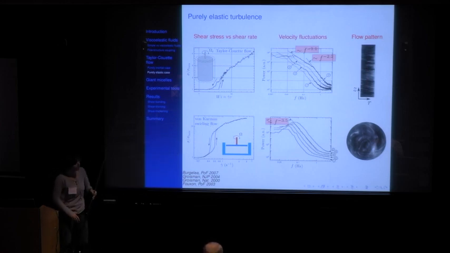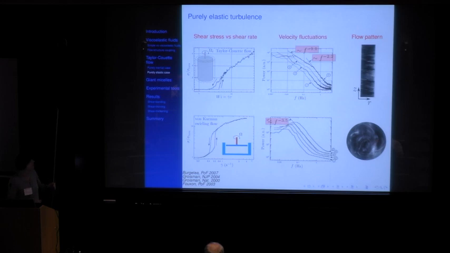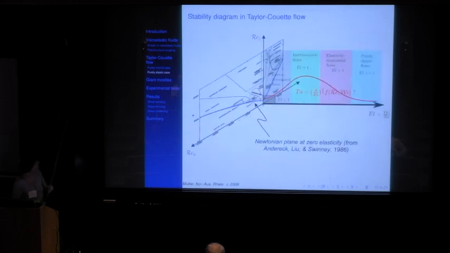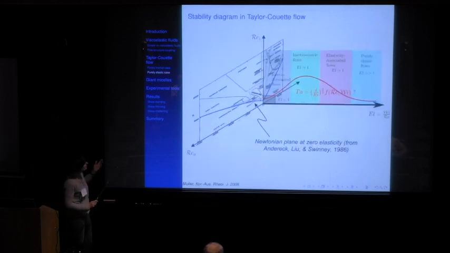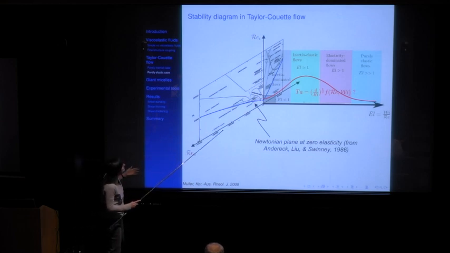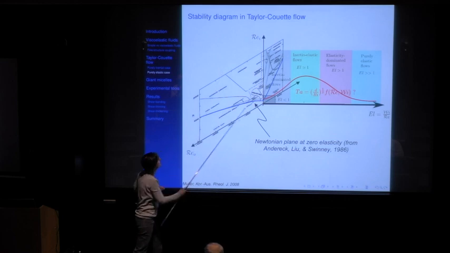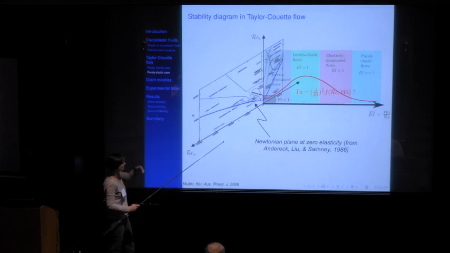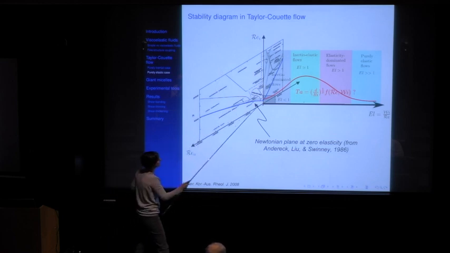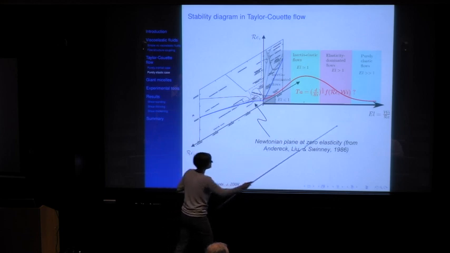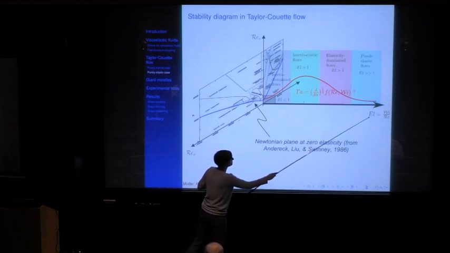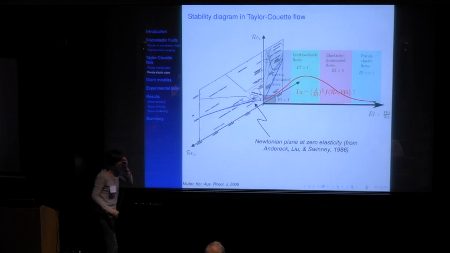Okay, so all I described here is for the purely elastic case, but the parameter space is huge, as illustrated on this diagram here. Here I have extended the Newtonian plane explored by Andereck and Swinney and many others by adding an axis which stands for the elasticity number. This is the ratio between the Weissenberg number and the Reynolds number.